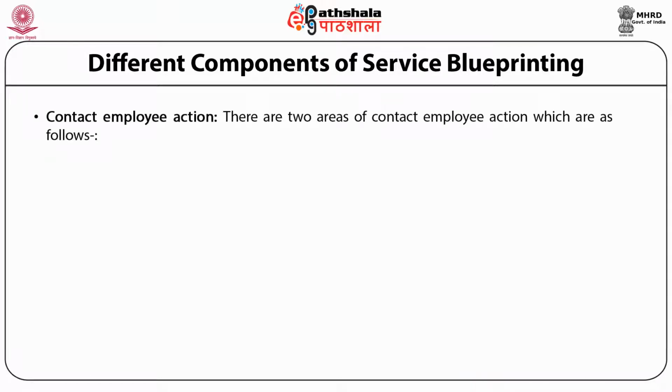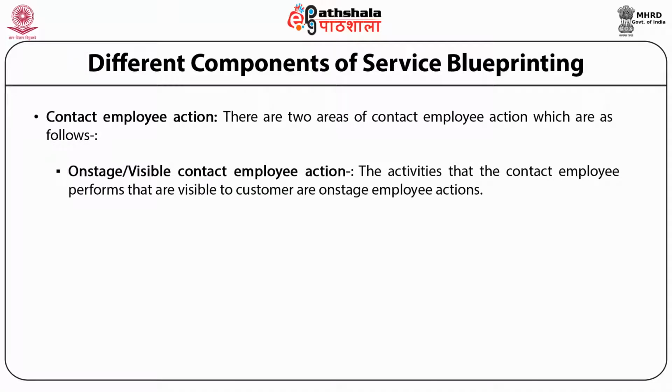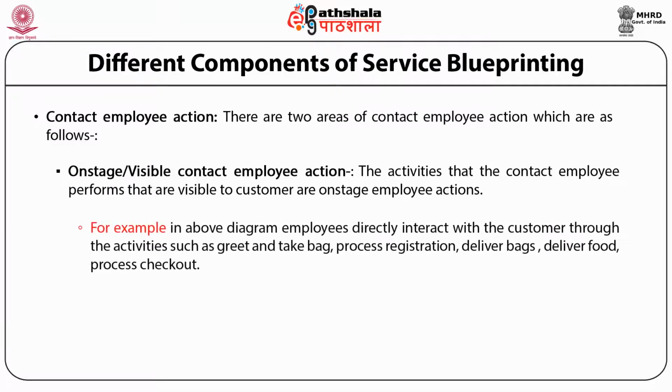Contact employee action. There are two areas of contact employee action, which are first, on-stage visible contact employee action, second, backstage invisible employee action. The activities that the contact employee performs that are visible to the customer are on-stage employee actions. These are the employees who directly interact with the customer. They are also known as customer interfacing employees. For example, in the diagram of blueprint in slide 12 we discussed, employees directly interact with the customer through activities such as greeting them, taking their bag, process of registration, delivery of bag, delivery of food and checkout.